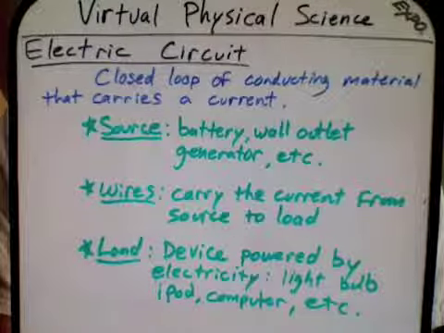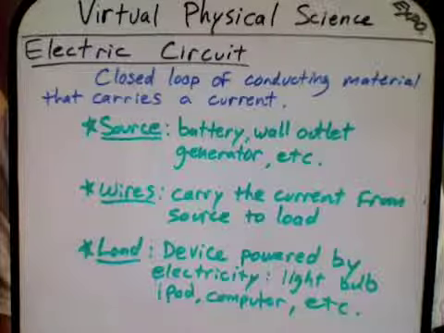So we learned the basics of electricity last week, and now we're going to use it to talk about circuits, because electric circuits are the way that we apply the knowledge that you learned about last week most often around the house and the classroom. An electric circuit is just a closed loop of some kind of conducting material that carries a current.